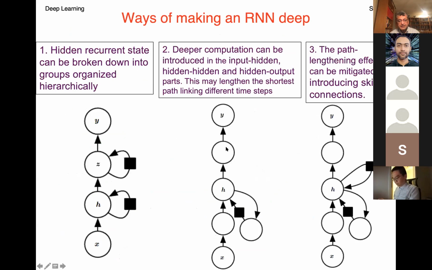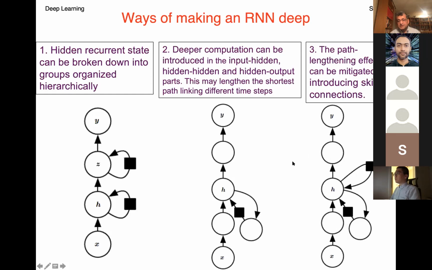Ways of making it deep. The hidden recurrent state can be broken into groups organized hierarchically. Here there is a recurrence, and this is the circuit diagram we are writing, and then there is one more level of recurrence before we get the Y. Or deeper computation can be introduced in the input-to-hidden and hidden-to-output parts. So this H is the same one, but there is one more level on each side. And then the path lengthening effect can be mitigated by introducing skip connections. This one goes to another node here and comes back, and this one comes back directly here, and so on.